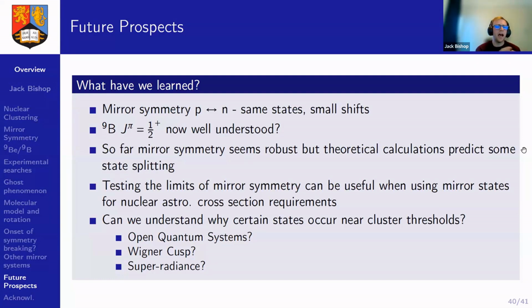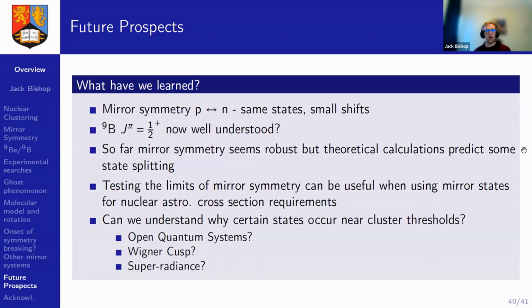And as I said at the start, testing the limits of this mirror symmetry can be very useful. In many cases, when you do nuclear astrophysics cross-section predictions, what you often use is the mirror system. You know where the states are, you know what the rough widths are, and then you can use that as a first-order approximation. So if we find out that in certain scenarios this mirror symmetry is not very useful, we can avoid making spurious predictions for very sensitive measurements. And then more broadly, we can start to think, do we actually understand why these certain states occur near thresholds?